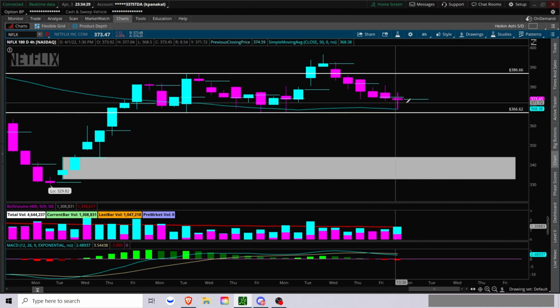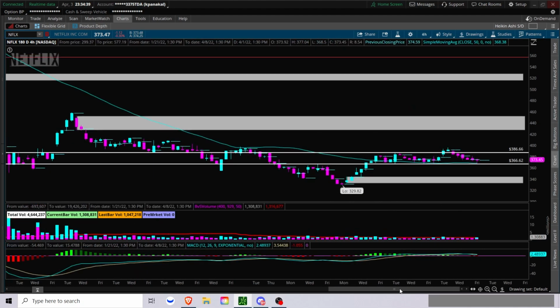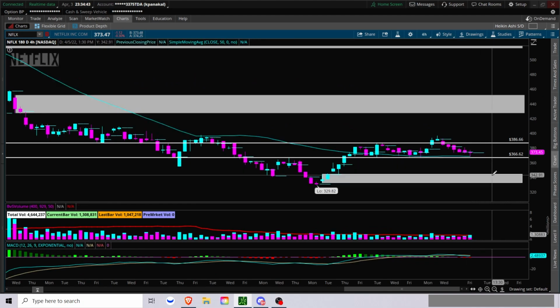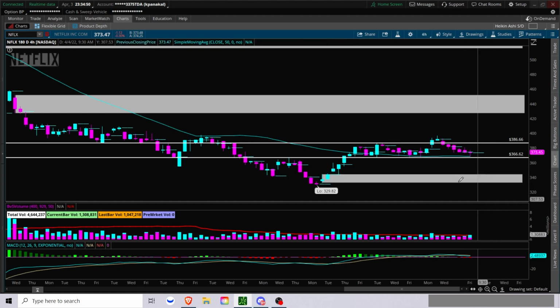I would personally wait for confirmation before we do that. You could see the testing of the top level of this range, right? But let's say we break below 366.62, we could trade all the way down to this first demand zone, which is at 343.93, right? Or if we break above it, we could trade all the way to this supply zone over here, which is at 427.12.